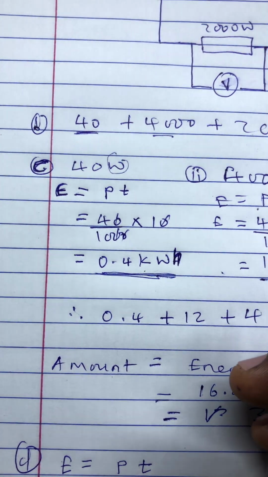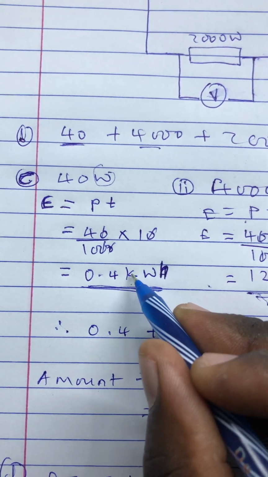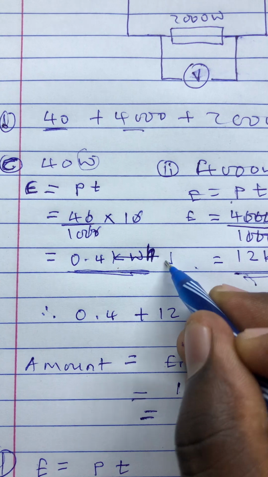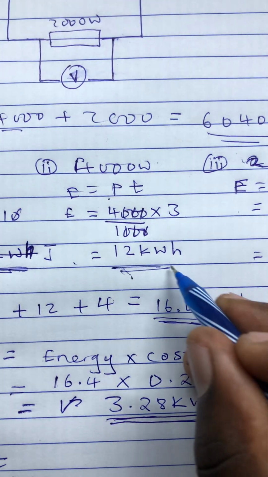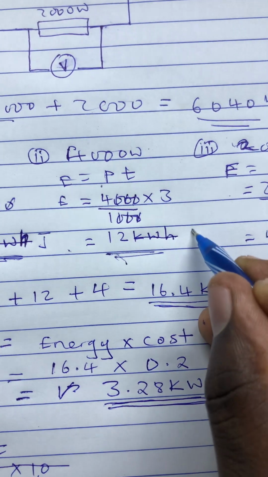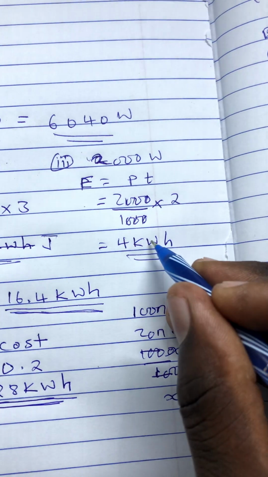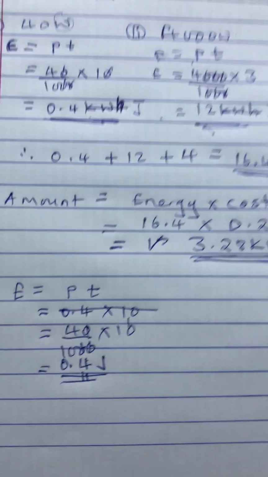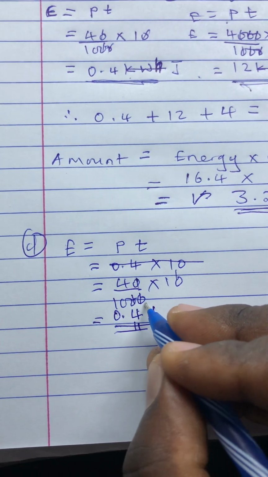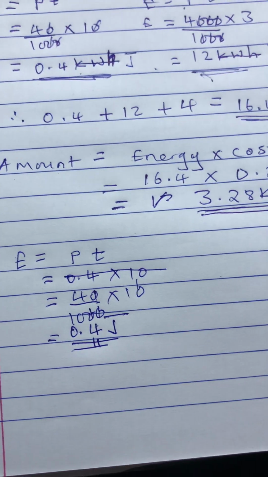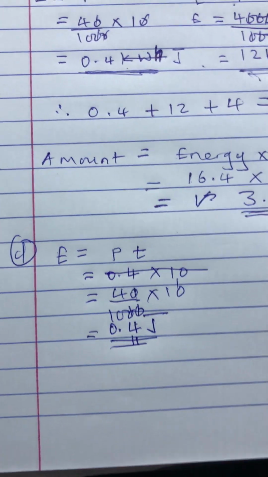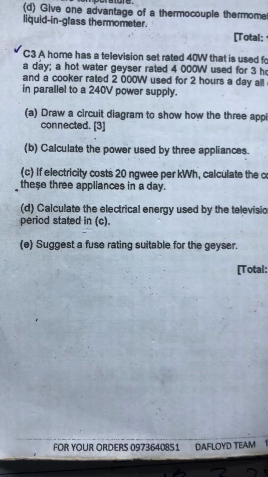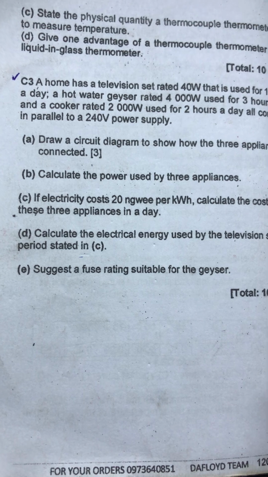Forgive me guys, even here on C, the energy was supposed to be in joules. Remember, the units for energy are joules. So everywhere where we were calculating for energy, we were supposed to put them in joules. So this is 0.4 joules. So we've calculated the energy of a television set. Let's move on to E.